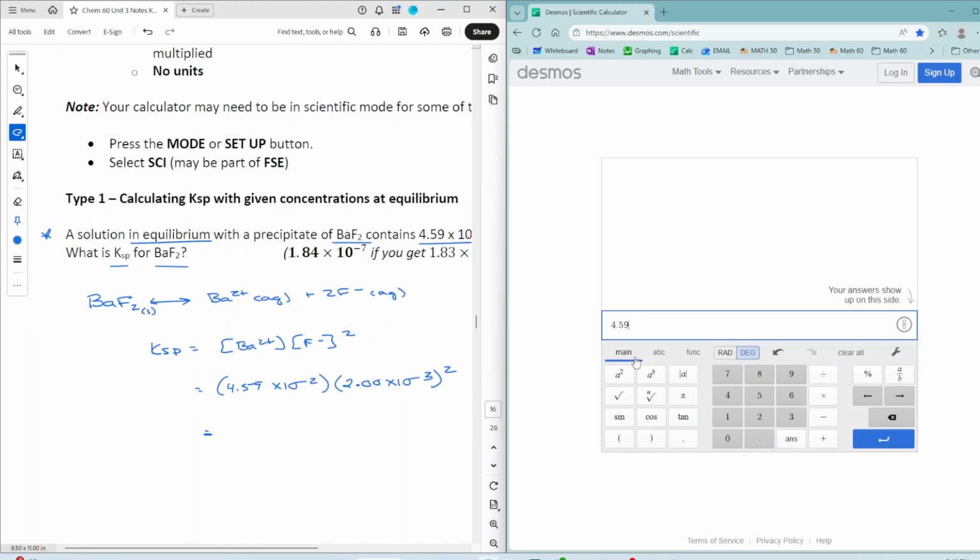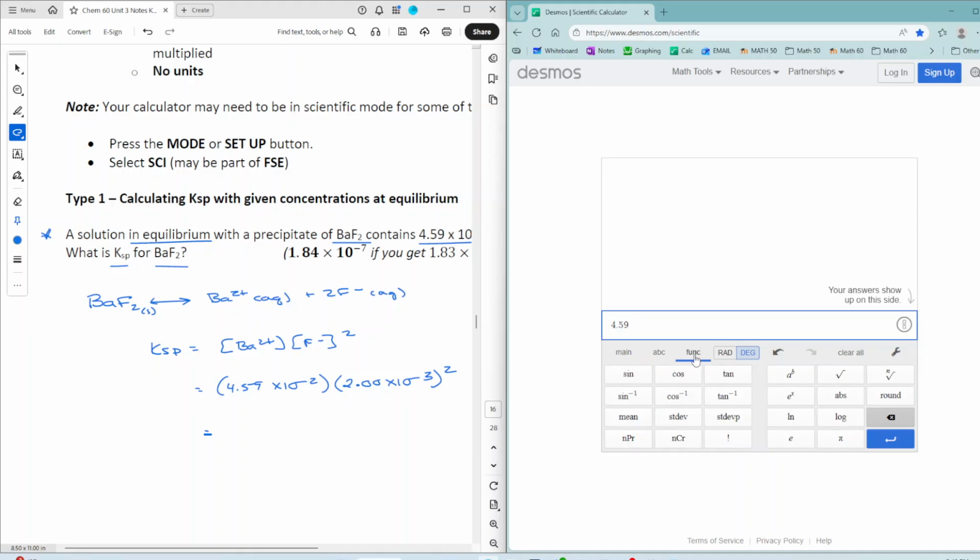This calculator doesn't even have times 10 to the... Really? I don't have an EXP button. So what I'm looking for here is my EXP button to tell my calculator that this is all one number. Unless I'm being absolutely blind, this calculator doesn't have one. Oh, that's too bad.